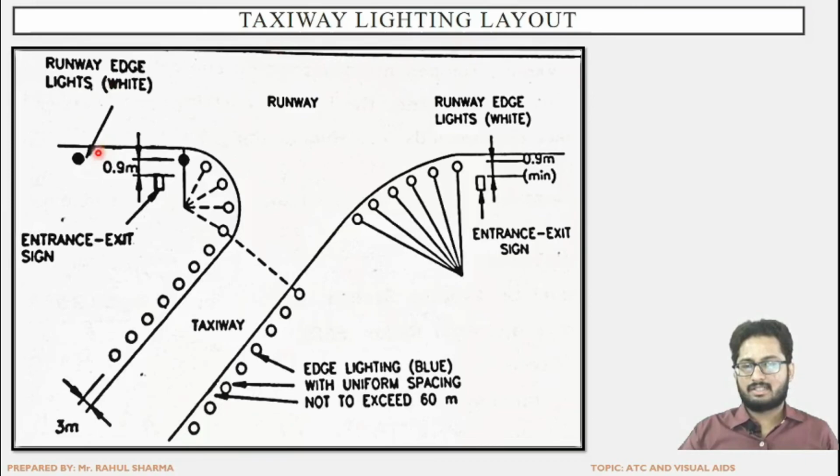The runway edge lights are the white ray emitting lights. Then the edge lighting of taxiway are of blue ray emitting light, and the center line is the green light, as we have seen. The uniform spacing should not exceed 60 meter in case of the edge lighting. The taxiway and runway have been shown. Again, the edge lighting for the runway has been shown. Now there is an entrance and exit sign which is placed at the transverse distance of 0.9 meter from the pavement edge. And lastly, the transverse distance between the taxiway edge and the edge lighting is shown as 3 meter.